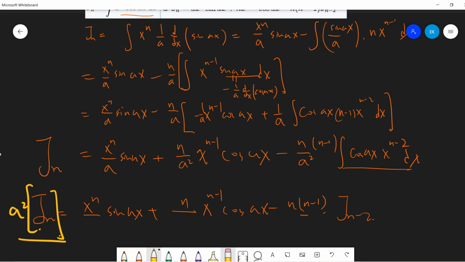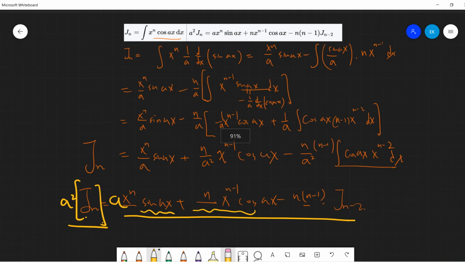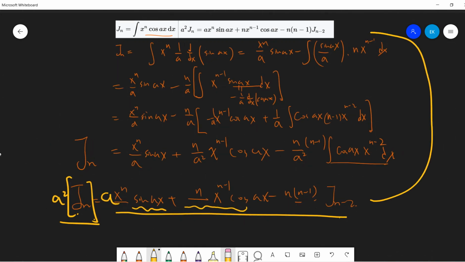So we get a squared Jn equals to this one. So when you times a squared, there's a here. So ax to the n sine x plus n x^(n-1) cosine x minus n times n minus 1 Jn minus 2. Okay, we go back to C. Okay, so this is what we want.